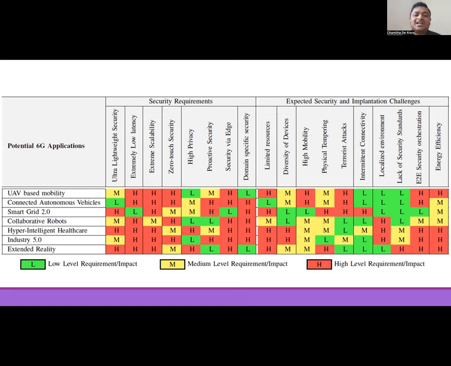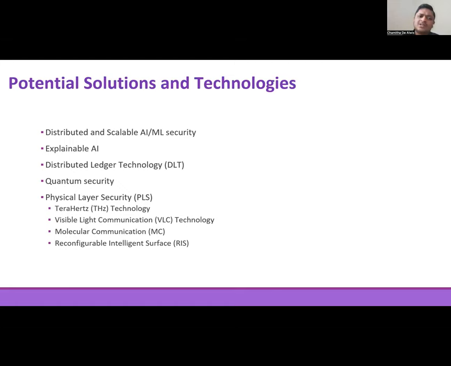And then there can also be physical tampering, terrorist attacks, and many kinds of security challenges that we need to address. Those are the things that we are working on and researching at the moment. So some potential solutions: one is having distributed and scalable AI and ML security, explainable AI, distributed ledger technology, quantum security, and physical layer security.